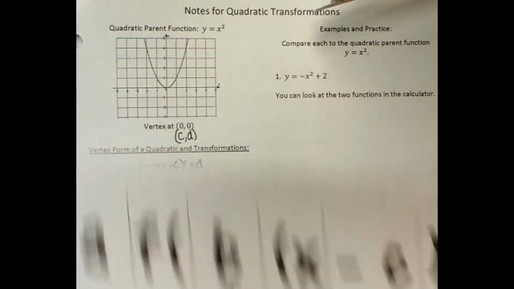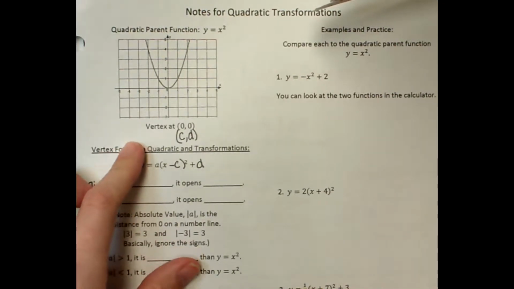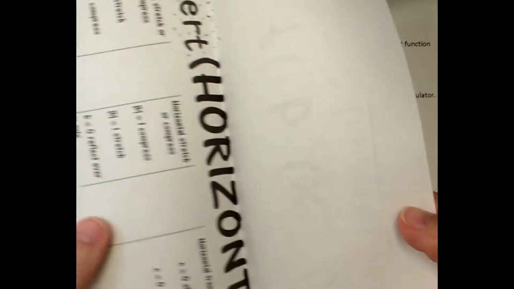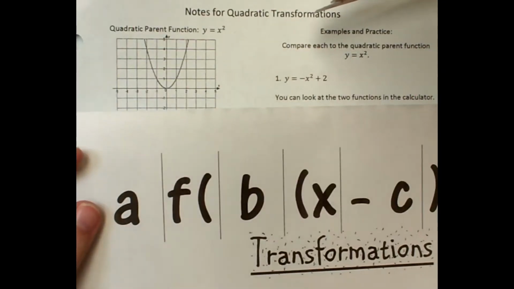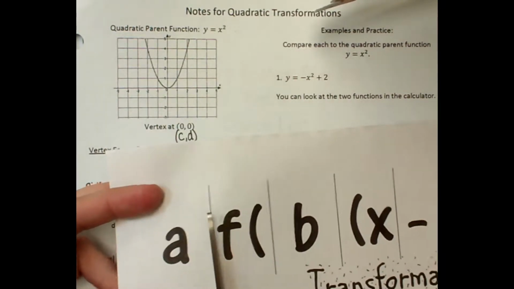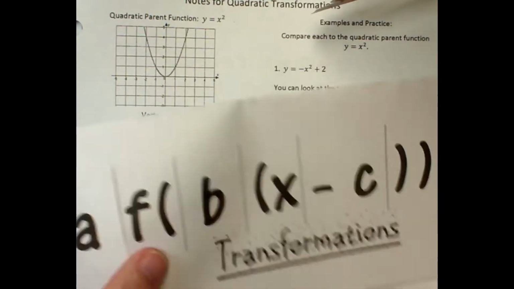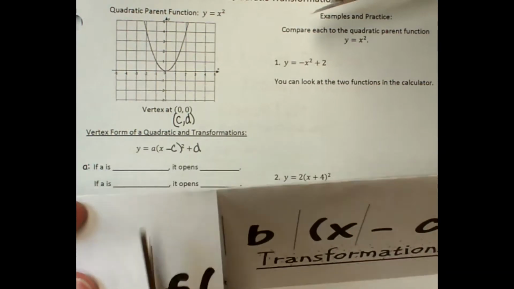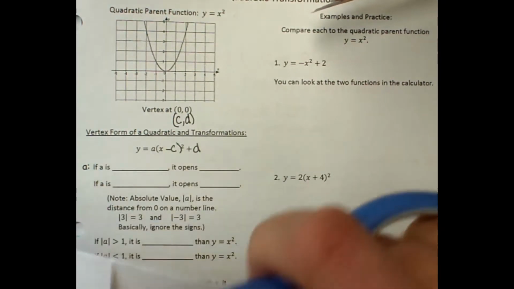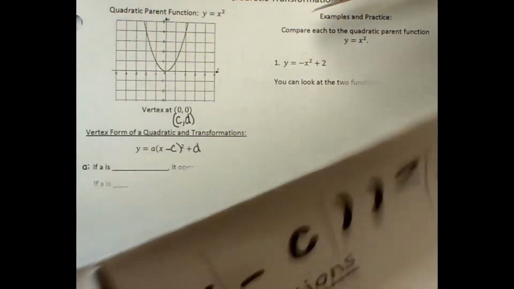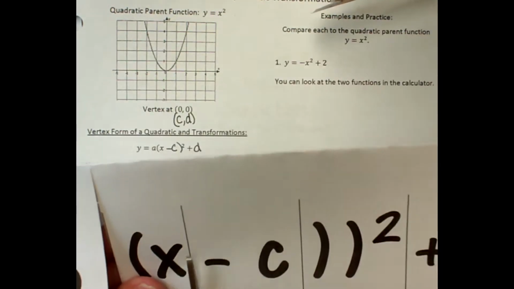When starting transformations, you need to make sure you're on this page, the notes for quadratic transformations, and you have this foldable. So what you want to do is fold it hot dog style, and then be sure to cut along the lines, okay? So you have, here's your A, all the way up into the flap. So we've done this foldable before.